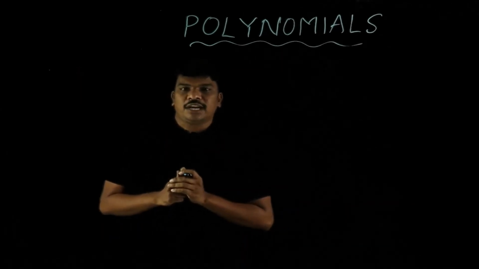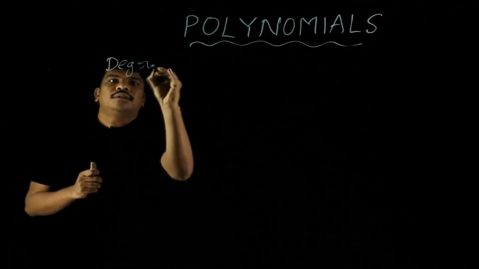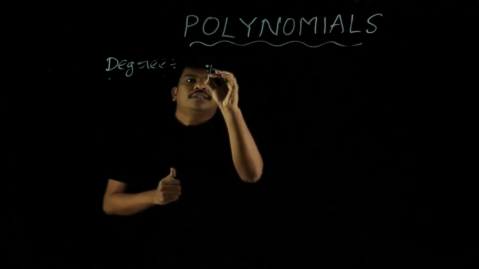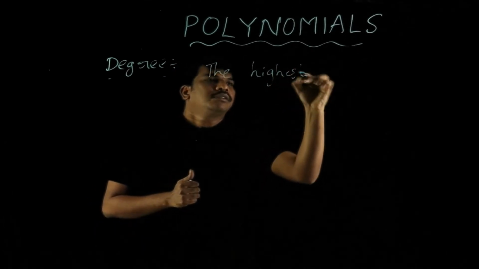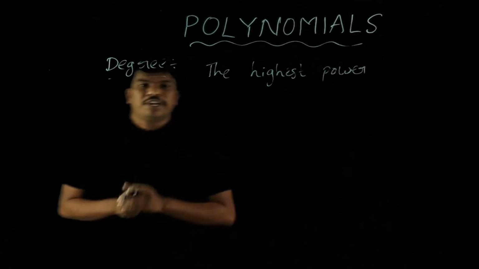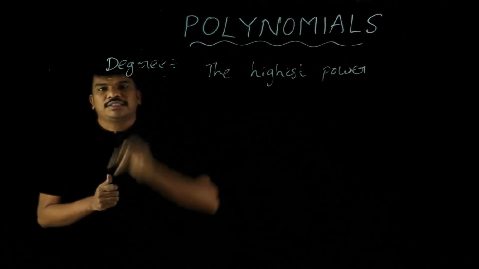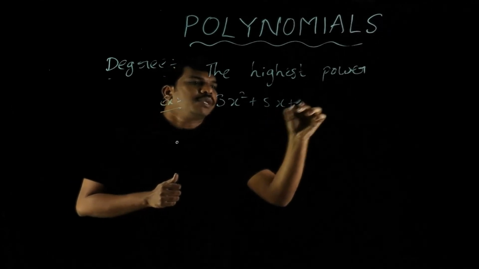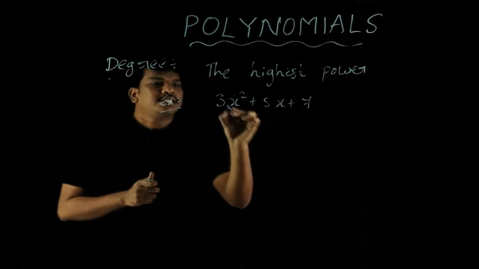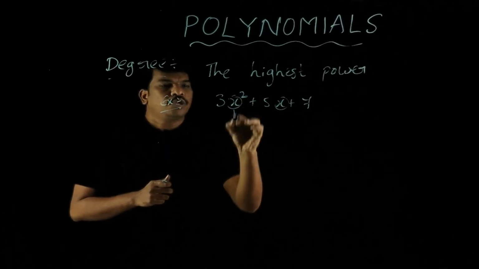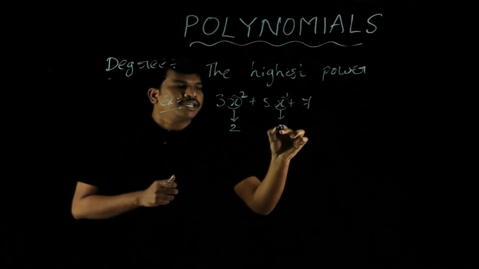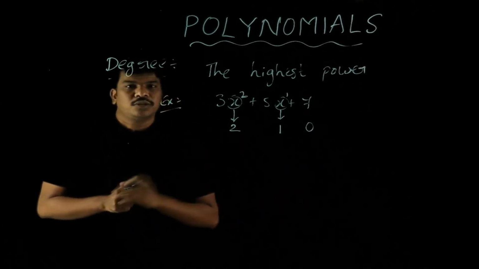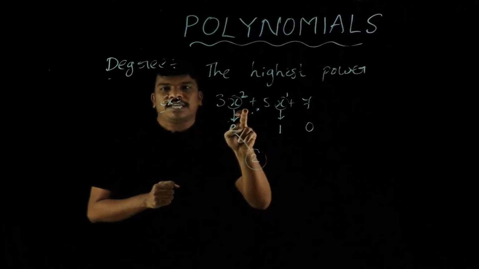Now we discuss the degree of a polynomial. The highest power of the variable x in a polynomial p of x is known as the degree of the polynomial. Example, 3x square plus 5x plus 7. It is a polynomial, and x is the variable. For x, the power is 2 here, whereas the power is 1 in the second term. In the last term there is no x, therefore the power of x is 0 here. Out of 0, 1 and 2, which is the highest number? 2. Therefore, the degree of the polynomial here is 2.